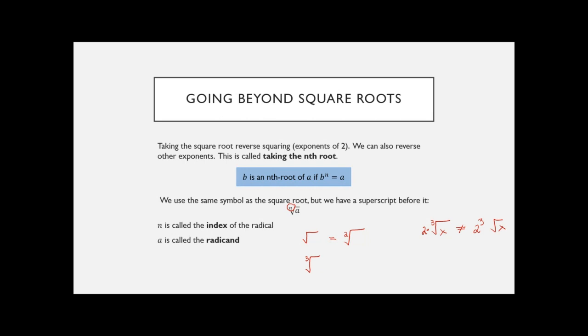So just some terminology here. The n is called the index, and then the a is called the radicand. You don't really see the terminology for radicand too often, but index does pop up.